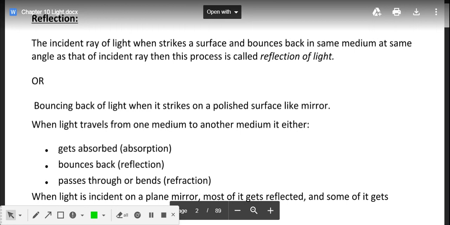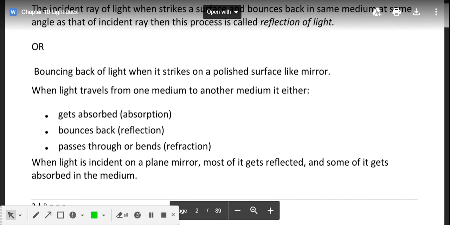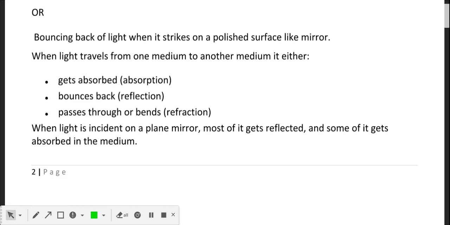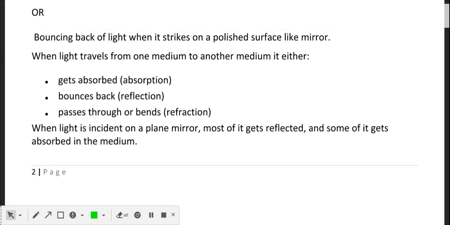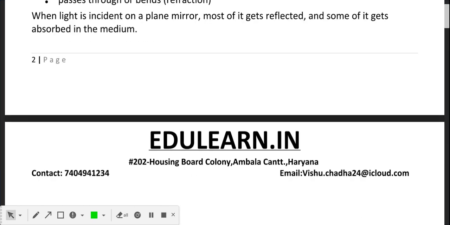That's a very simple example, but you cannot write this in your definition, right? So when light travels from one medium to another medium, it either gets absorbed, bounces back, passes through, or bends. So all these processes can happen when a ray of light changes its medium. So when the ray of light changes its medium, it is known as refraction.